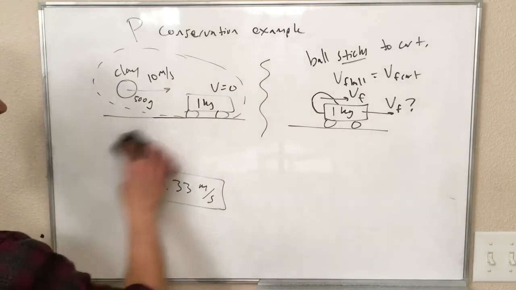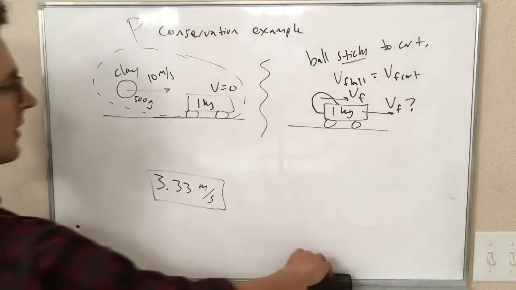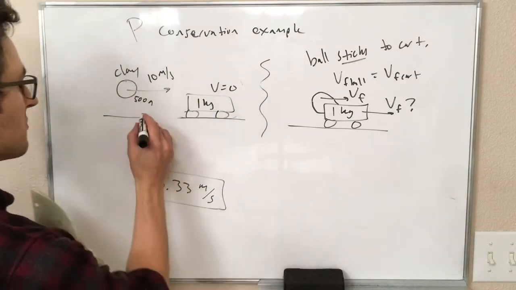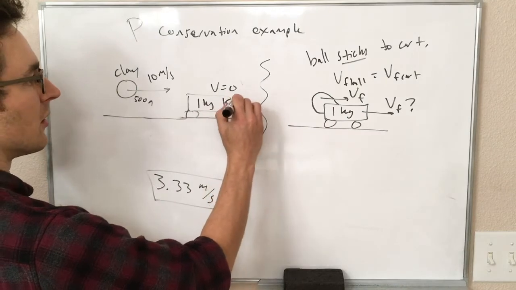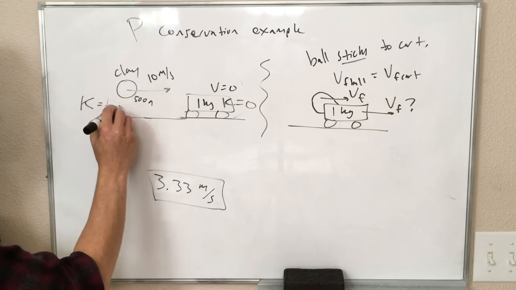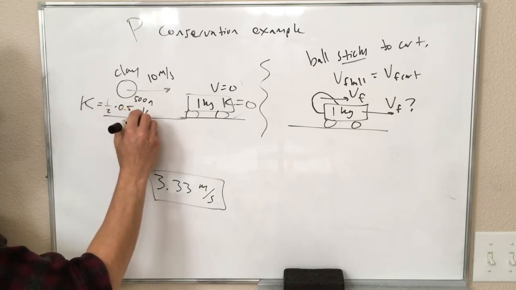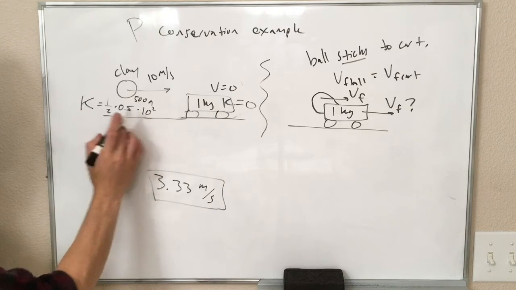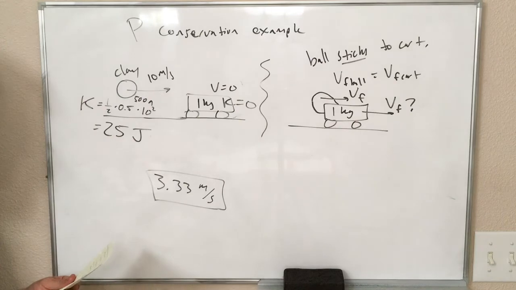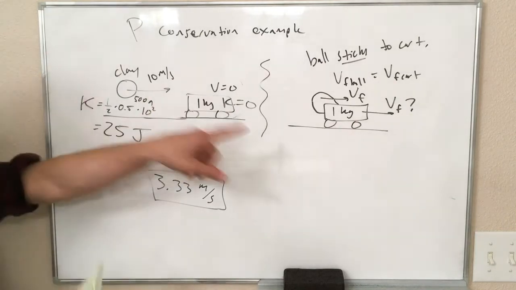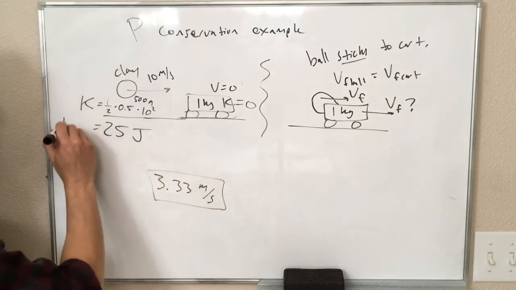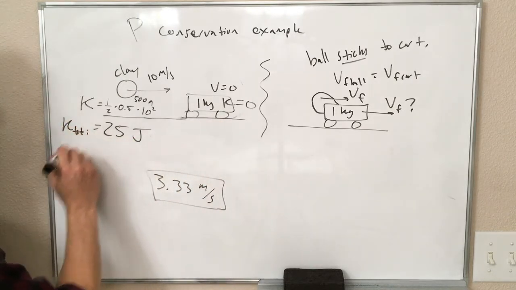So let's look at the energy again. So at the beginning here, we can look at the kinetic energy of these parts, right? Here, the kinetic energy of our cart is 0. Here, the kinetic energy of our ball is 1/2 times m times v squared. So 1/2 times 0.5 times 10 squared. That is 25 joules of kinetic energy. And so 25 plus 0 gives us a total kinetic energy of 25 joules at the beginning.